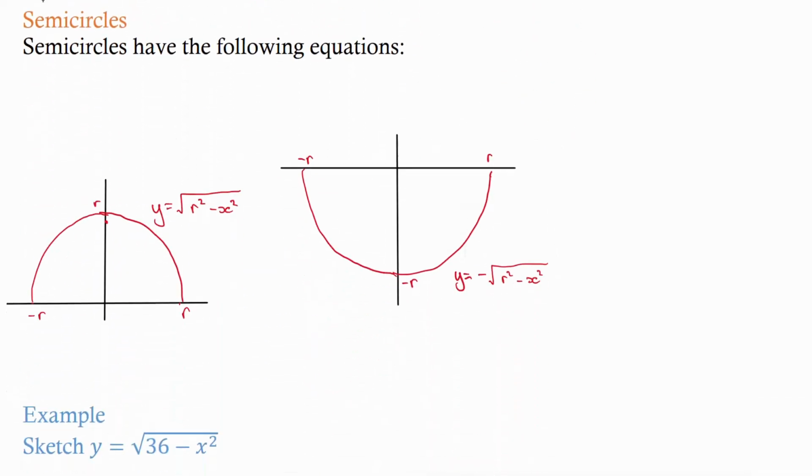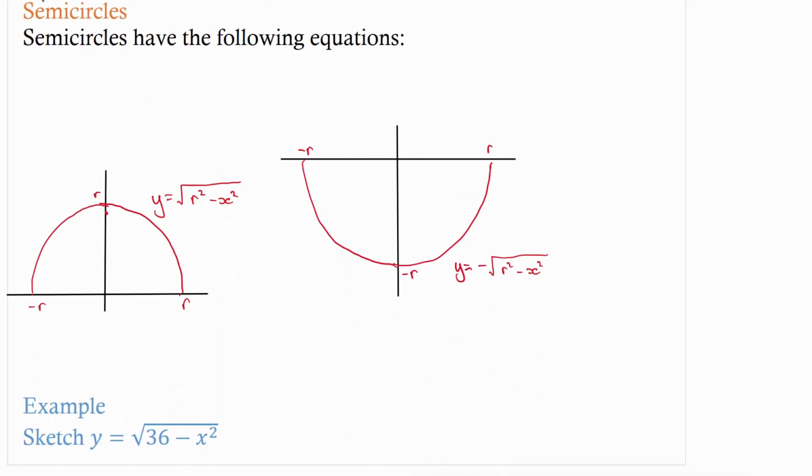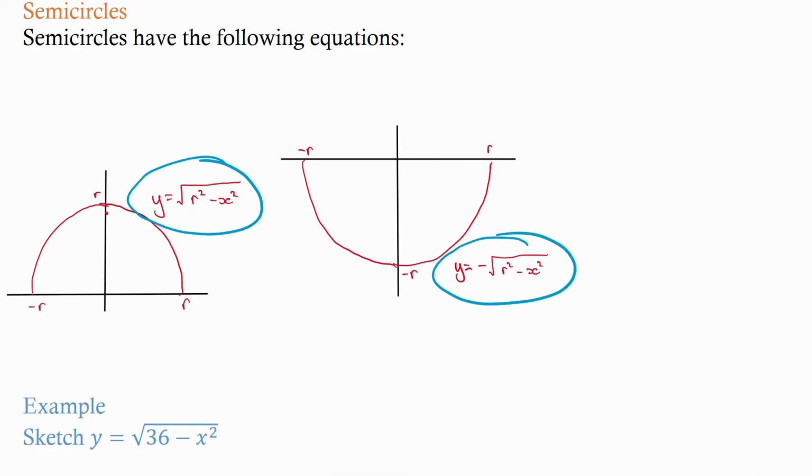We're also going to cover semicircles quickly. Semicircles have two forms: one where it's above the x-axis and one where it's below, and each has a separate equation. Here's the one where it's above, here's the one where it's below, and the only difference you can see is that the square root in the one above is positive and the square root in the one below is negative. So if this whole thing is positive, you know it's going to be above the x-axis, whereas if it's negative, you know it's going to be below.